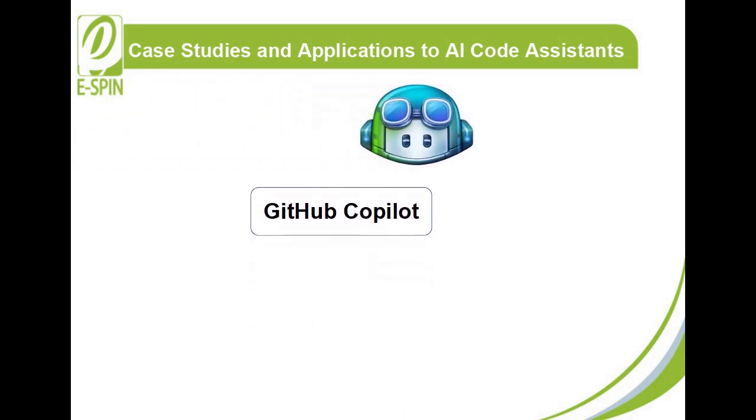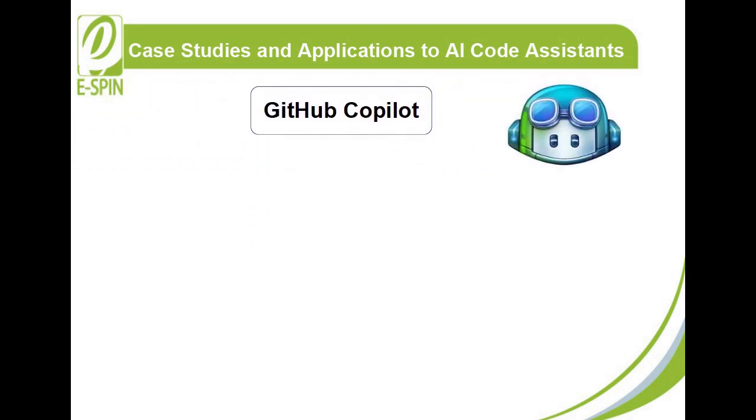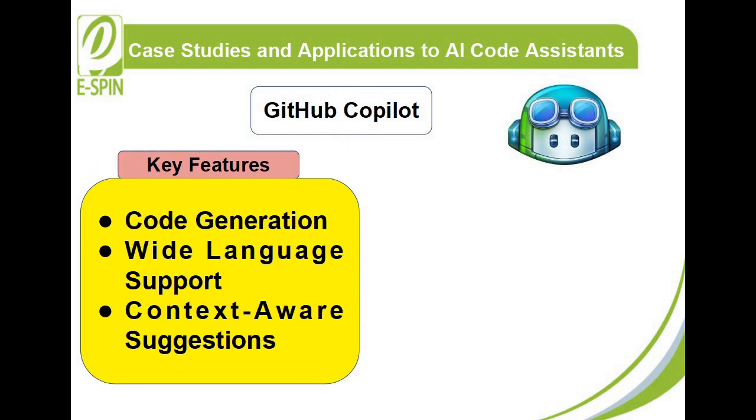Number 1 is GitHub Copilot. GitHub Copilot is one of the most prominent AI-powered code assistants, developed through a collaboration between GitHub and OpenAI. It uses OpenAI's Codex model to provide real-time code suggestions directly within the developer's integrated development environment, IDE. The key features of GitHub Copilot consist of code generation, wide language support, and context-aware suggestions.